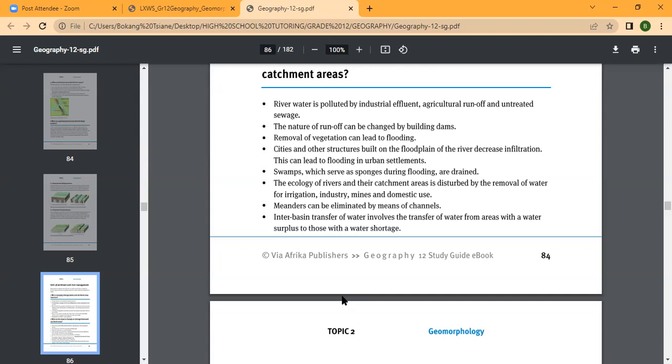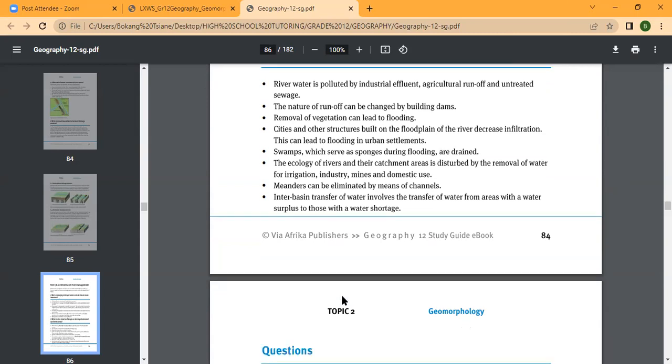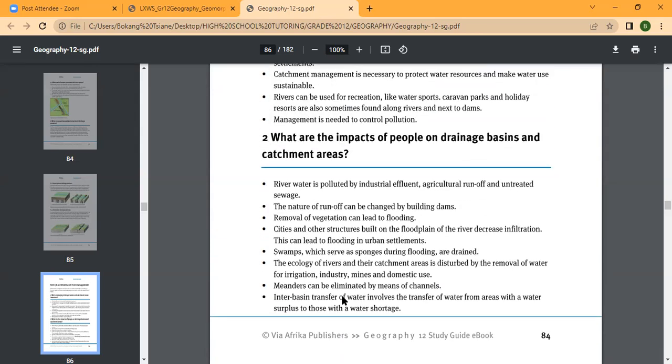to floods. In the cities, there's less infiltration because of solid pavement and tar roads. Swamps are drained. The ecology of the river is changed, and then farming and fishing take pollutants to the river, and this damages the quality of the water. Meanders can be eliminated by means of channels, and then we have interbasin transfer of water. So those are the impacts that we have on rivers.